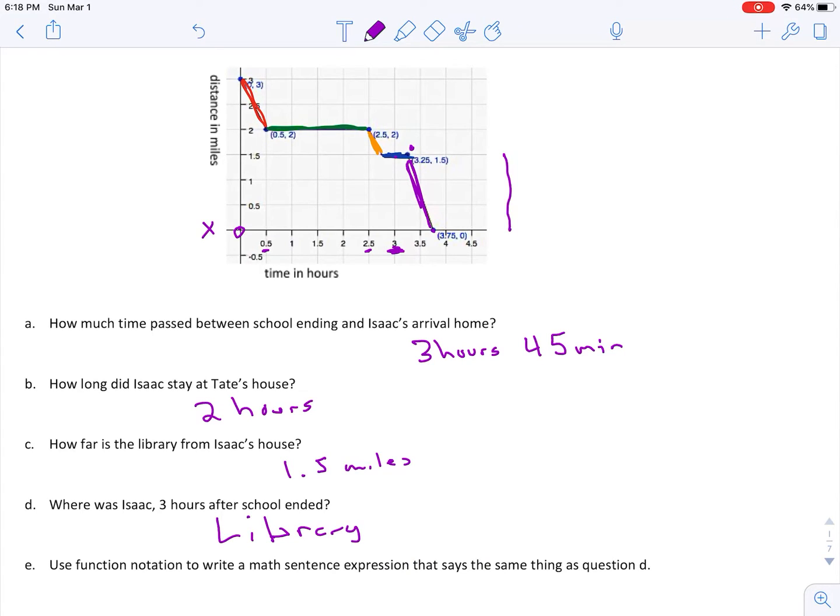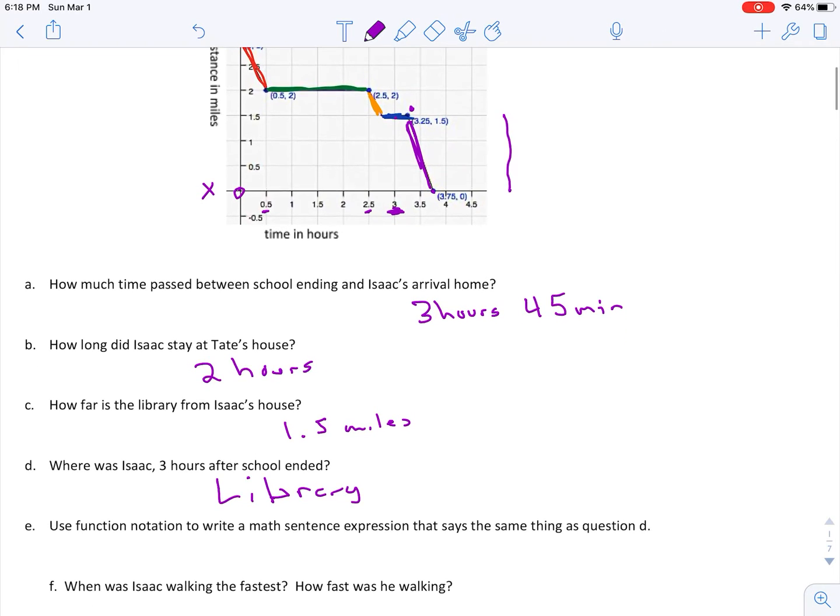Use function notation to write a math sentence expression that says the same thing as question D. So you would just say that f of 3. So remember, this is asking where is he at 3 on the x-axis. He is at f of 3. He's at the library. Or you could say f of 3 if I was talking about the y-axis, which is probably what this one's talking about. F of 3 is 1.5 miles from home.